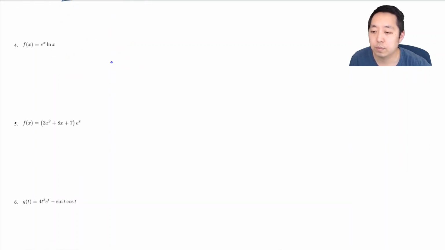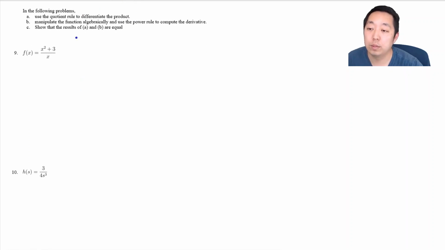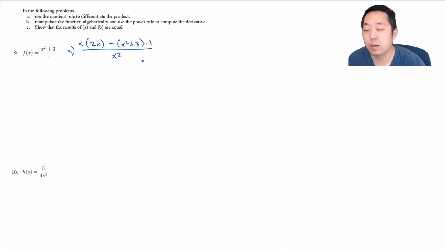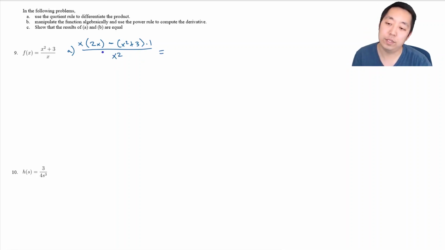Okay. Now we're going to look at some quotient rule problems. So this is use the quotient rule to differentiate the product. And then we'll do it two ways. One with quotient rule in part A, and then part B with some algebra. So quotient rule is, this is the process I do: the bottom times the derivative of the top, which is 2x, minus the top, x squared plus 3, times the derivative of the bottom, which is 1, divided by the bottom squared. That's how I remember it mechanically: bottom, derivative of the top, minus top, derivative of the bottom, divided by the bottom squared.